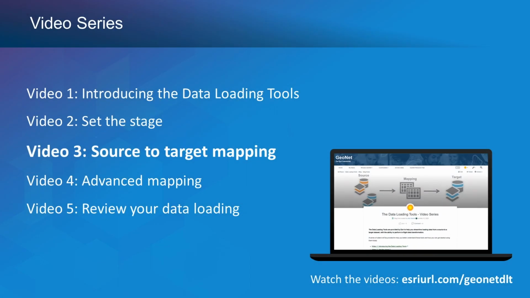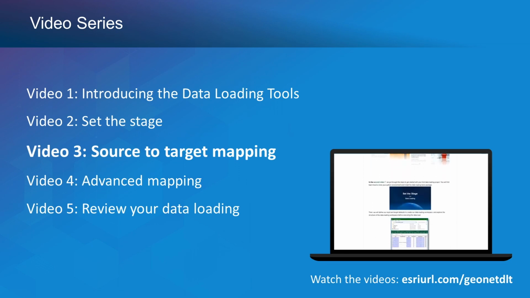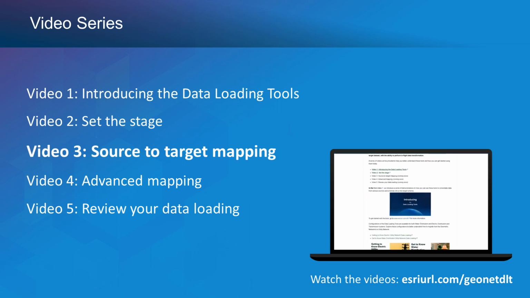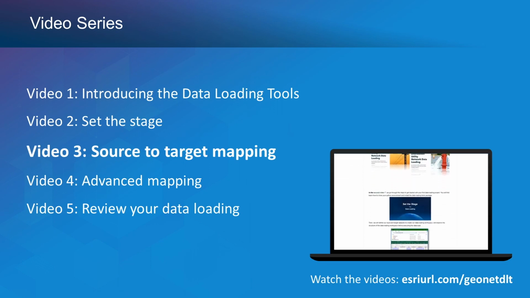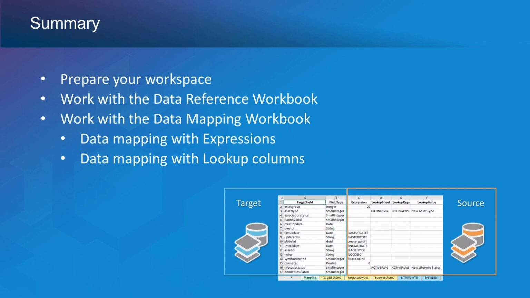Today, we will go through the steps to map your own source and target data sets using the data loading workspace. If you haven't had a chance to view our previous videos, visit our GeoNet page for more resources and links. We will review the steps to prepare your own data loading workspace and how to map source fields to target fields, translate hard-coded values, and map coded value domains using expressions and lookup columns to improve the accuracy of your data loading.